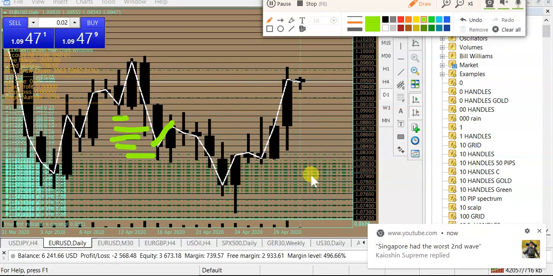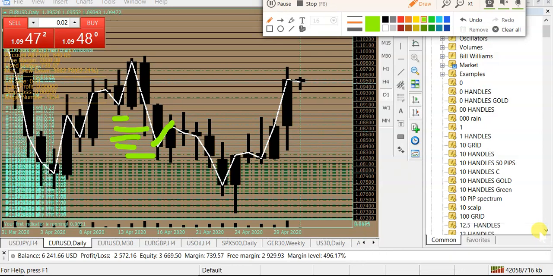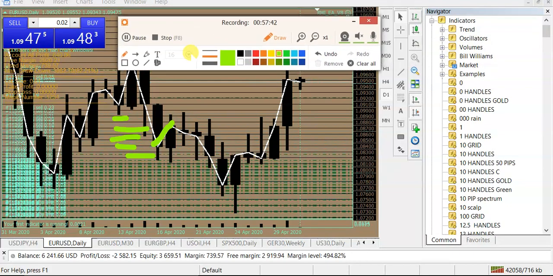And Singapore had the worst second wave. Did they really? I'm so glad. These people, because the data came. It's not a wave, dumb shit. They're coding this stuff. I'm ready to die. Send me some Corona, please, somebody.